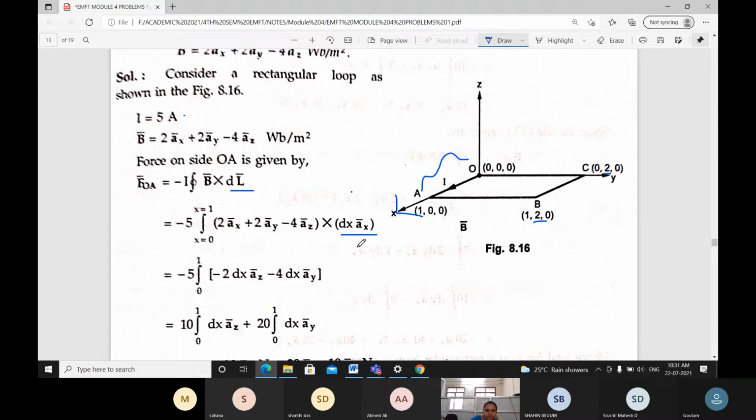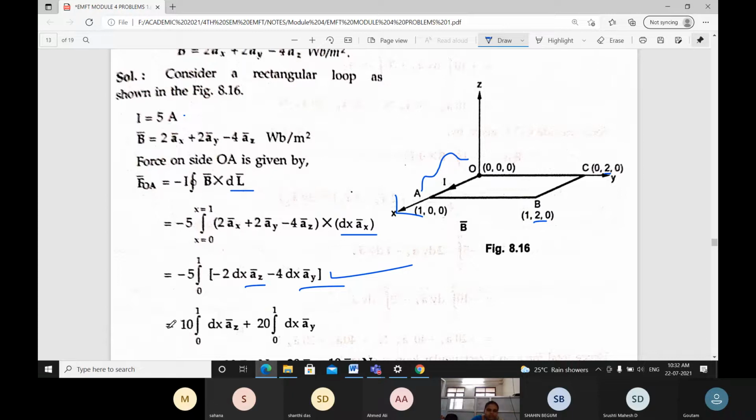Then go for solving this. AX cross AX is 0, and AX cross AY gives AZ. Then AZ cross AX gives AY. Based on that, we are writing the values here. Then here AY cross AX gives minus AZ. I hope you remember the basic cross product equations of these.